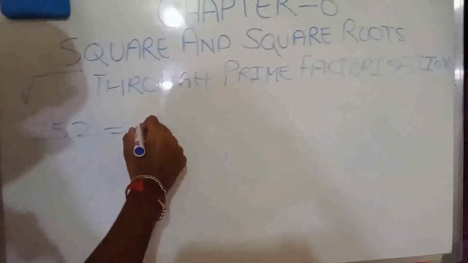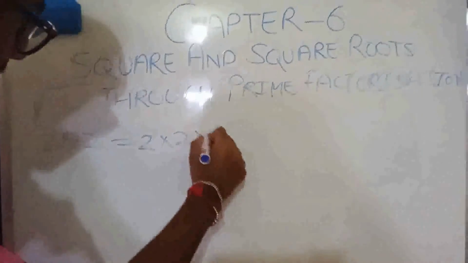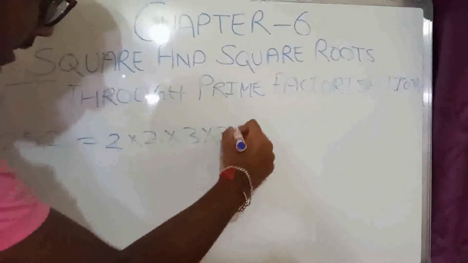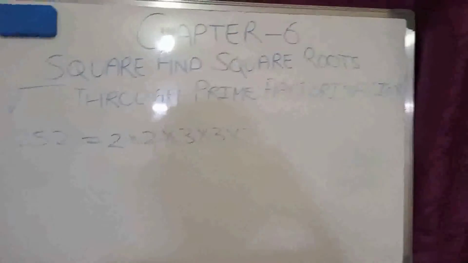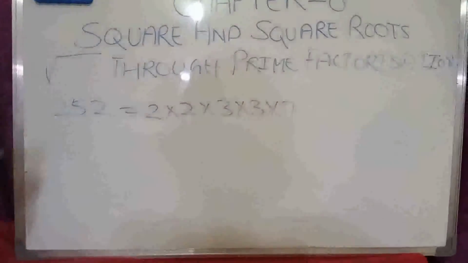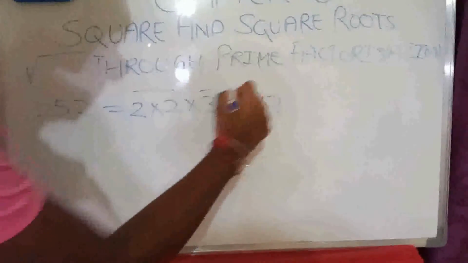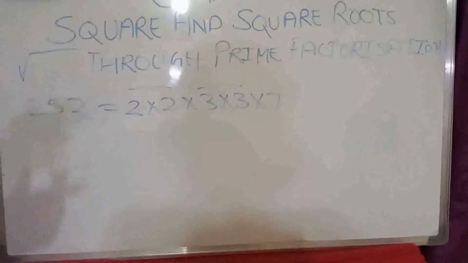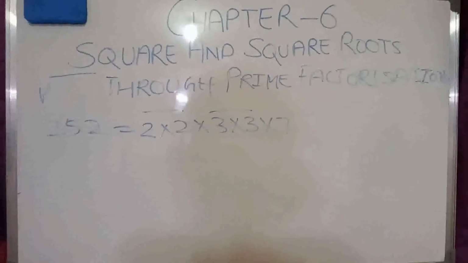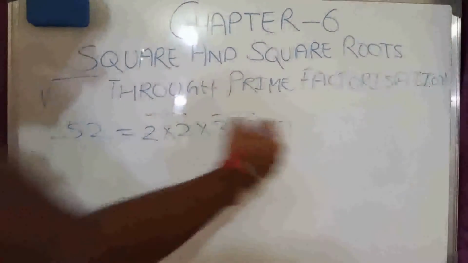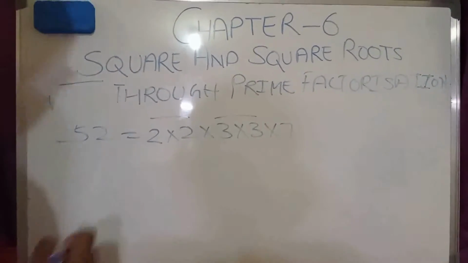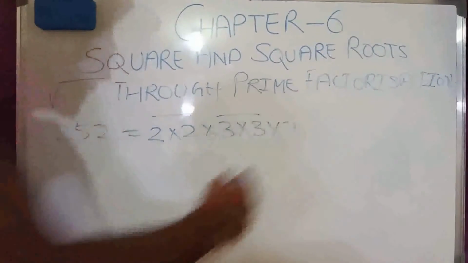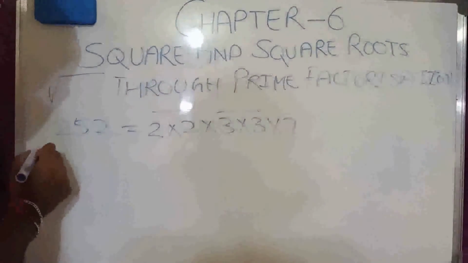So 252 is 2 into 2 into 3 into 3 into 7. And they say get the smallest number which should be multiplied to make 252 into a square. So we know here that this 2 and 3 both have pairs and they are in a group of 2. So they form a square. But 7 is alone. Because of this, 252 is not a square. So we need to get another 7 so that it becomes a group and the number can become a square.